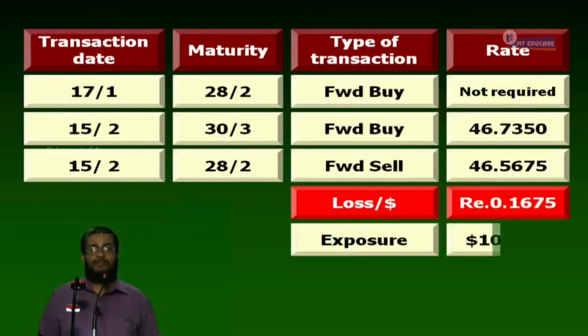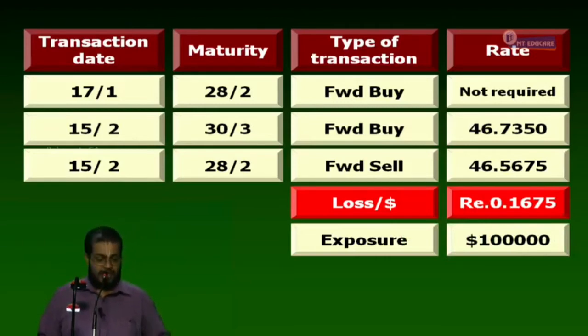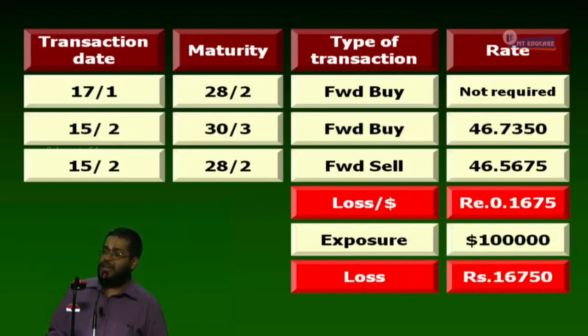How many dollars exposure? $1 lakh. What is the number here? 16,750 rupees. Can I move to the next stage or not? No. Question number 33 has been completed. Take question number 34.